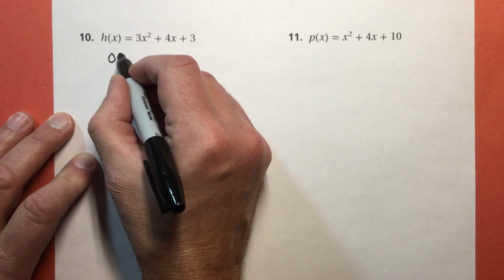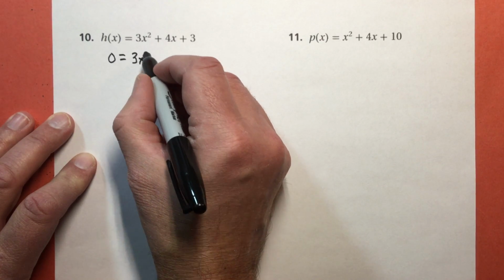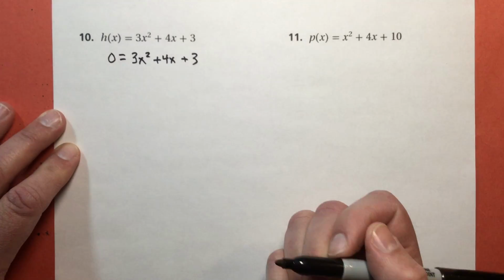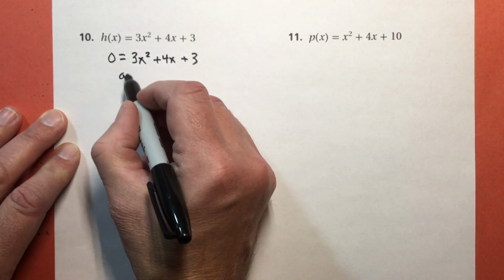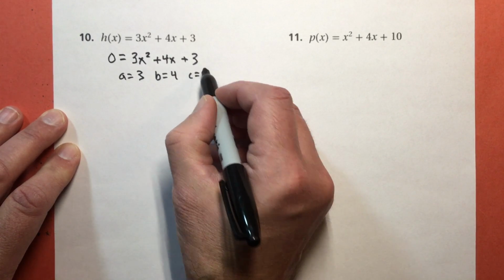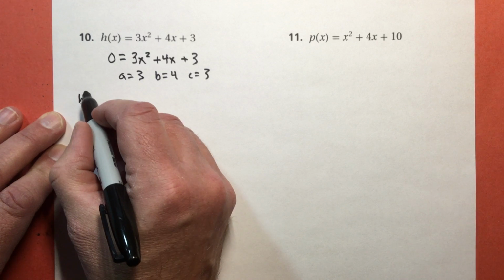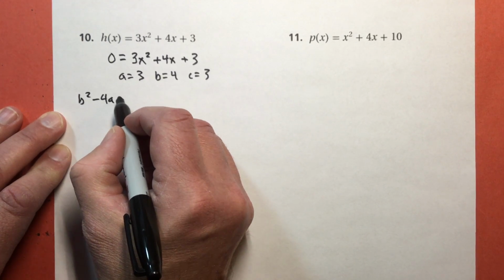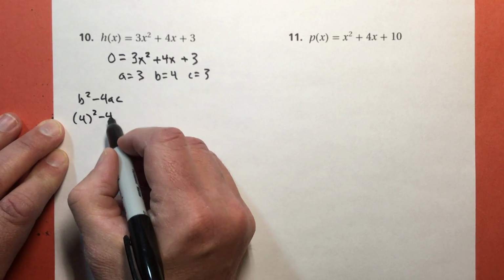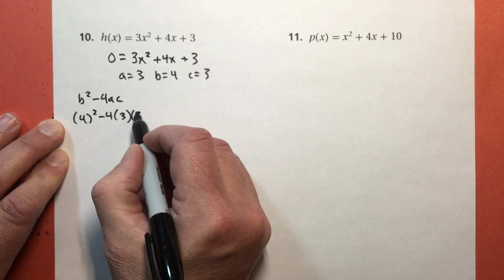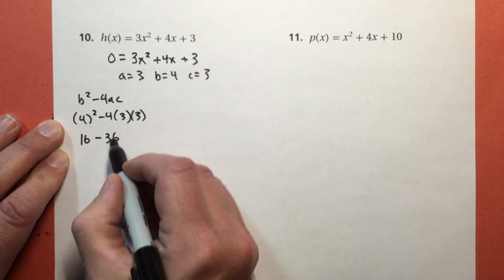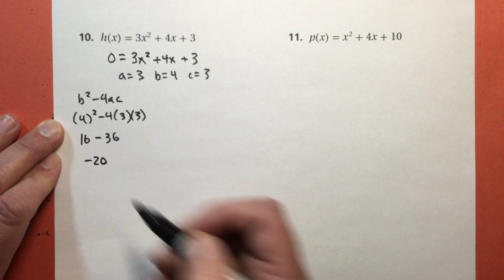Number 10, set it equal to 0. Identify your parameters. Find the discriminant. So I get 4 squared minus 4 times 3 times 3. 16 subtract 36 equals negative 20.